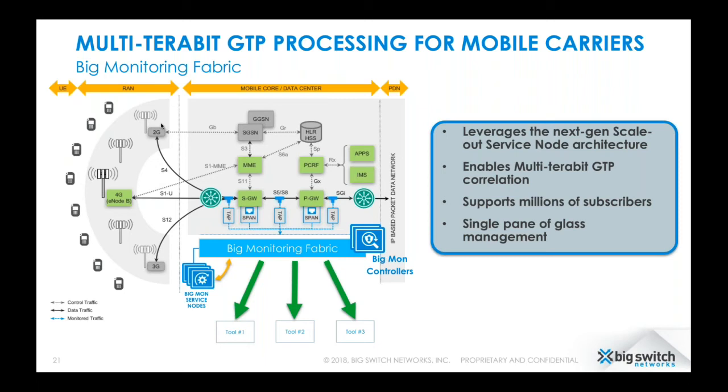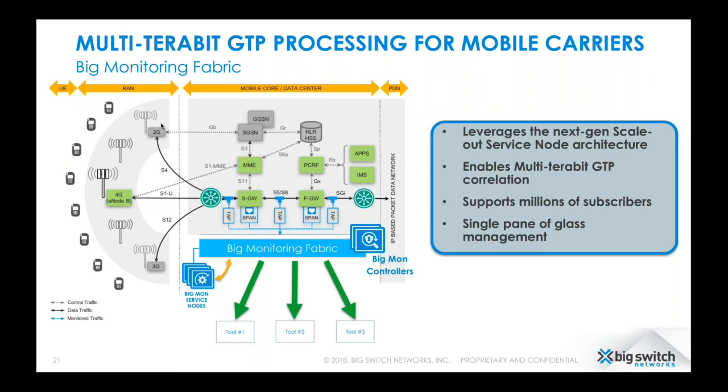So this scale-out architecture, leveraging the Big Monitoring Fabric service node, gives you value in terms of price performance, in terms of what the throughput is, and in terms of scale out. So you can build as you want, as you need.